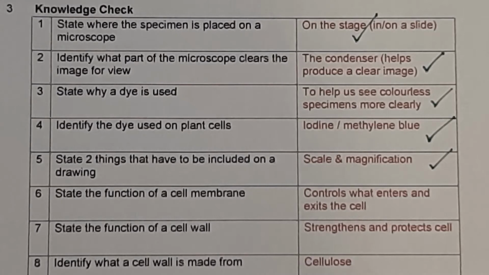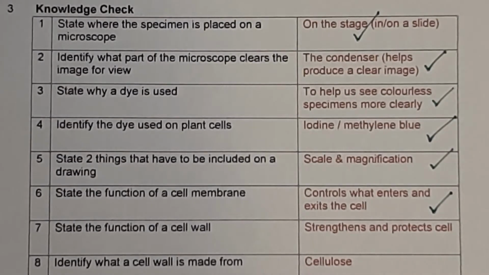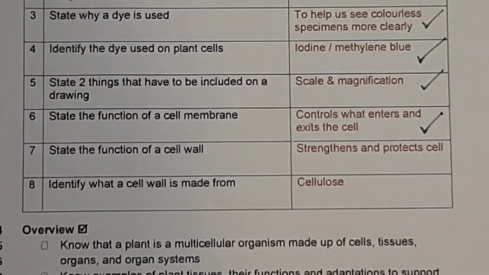Make sure that you're writing down all the corrections that you need and all the incomplete answers that you need to add. Question 6. State the function of a cell membrane. So it controls what enters and exits the cell. Question 7. State the function of a cell wall. The cell wall strengthens and protects the cell. I'll accept either of those, but you do need to make sure you write both down as extras if you've only got one of them.